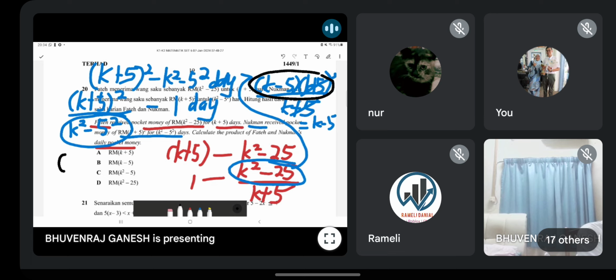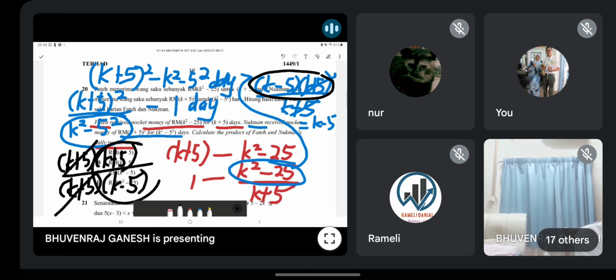Okay, exactly the same. So, K plus 5, K plus 5. Divide by K plus 5, K minus 5. Okay guys, kamu boleh potong. Tengok. So, you left with this. Ini adalah jawapan kamu untuk Nukman. Okay, Nukman's daily salary lah. Okay, secara harian.